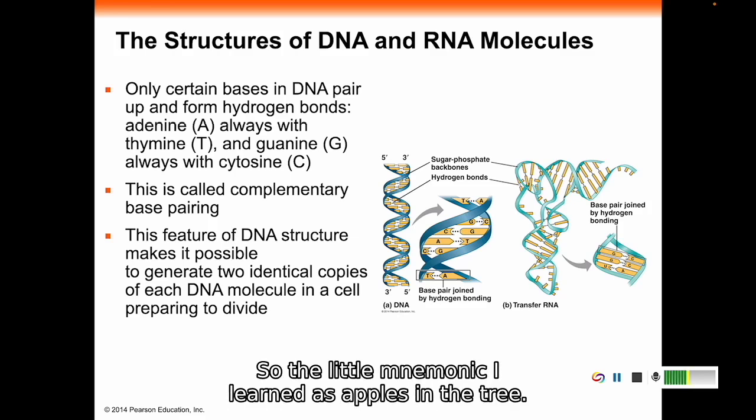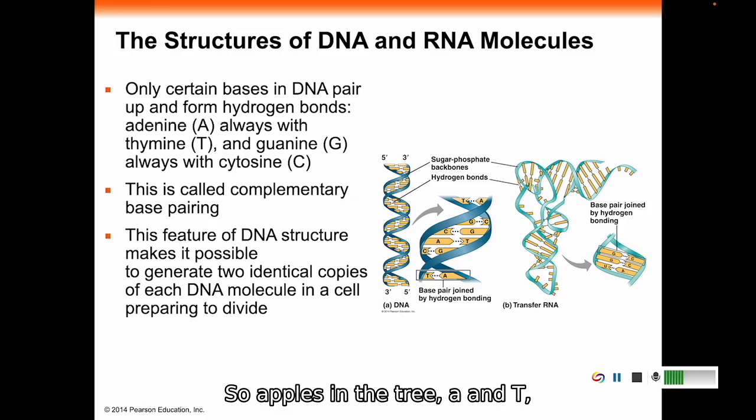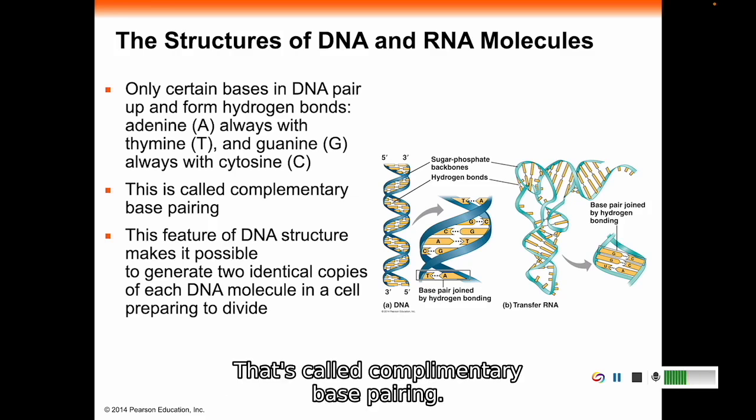The little mnemonic I learned is apples in the tree, A and T, adenine and thymine. Cars in the garage is CG for cytosine and guanine. That's called complementary base pairing.